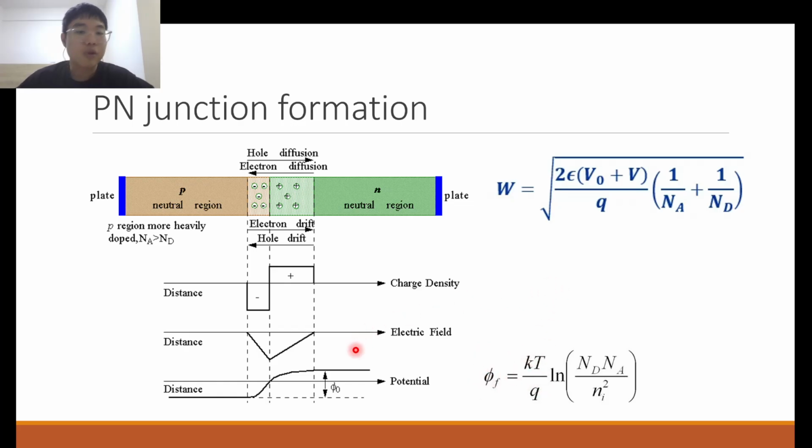Okay, so let's say you want a large built-in voltage. You want that sometimes for certain devices, a large driving force for electron and hole drift. You choose materials that have very high dopant concentration.